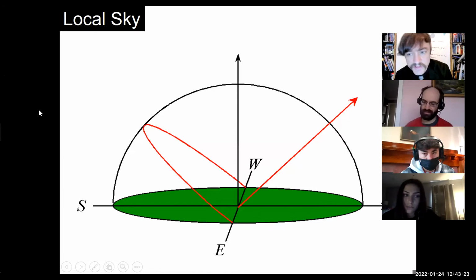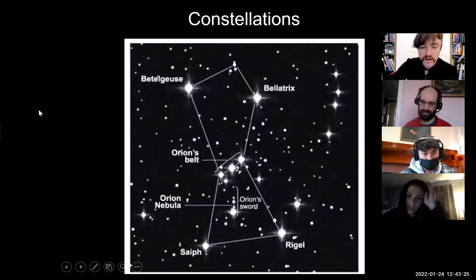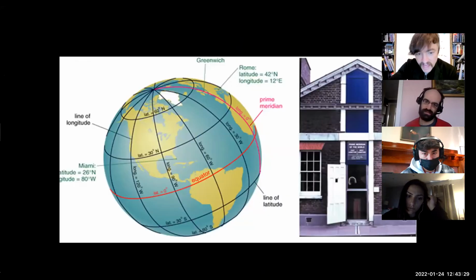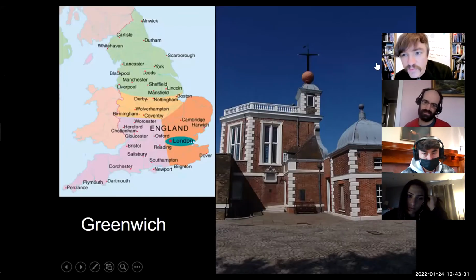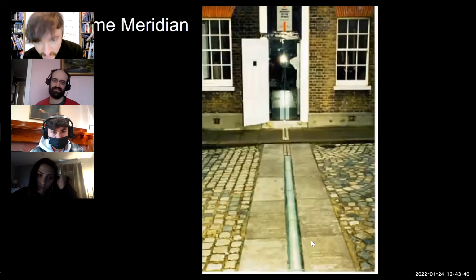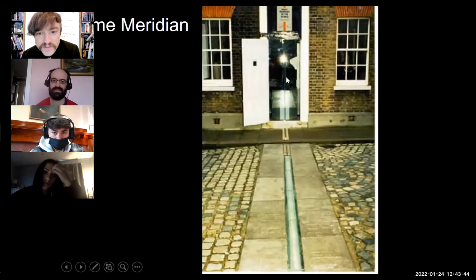the 0th degree of longitude, or the so-called prime meridian, to be a line that runs right through the front door of the Royal Greenwich Observatory in Greenwich, England, just outside of London. And the prime meridian is a longitude line. You can see it here running right through the front door of the Royal Greenwich Observatory.